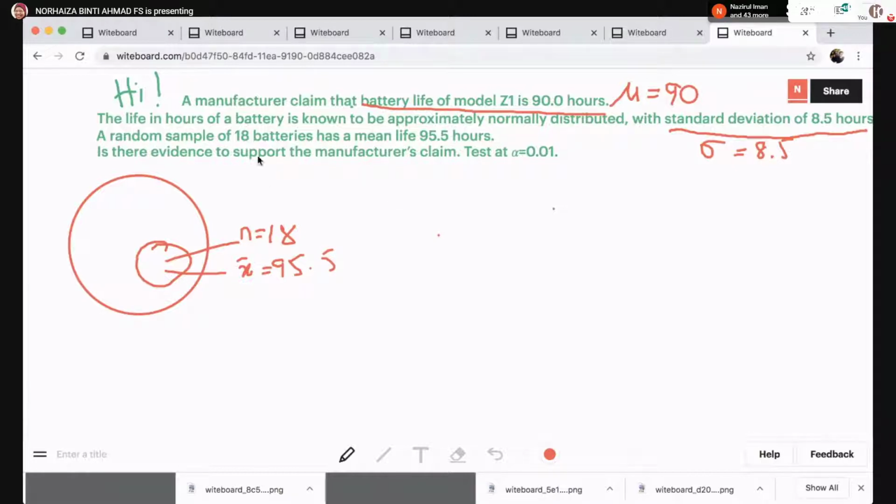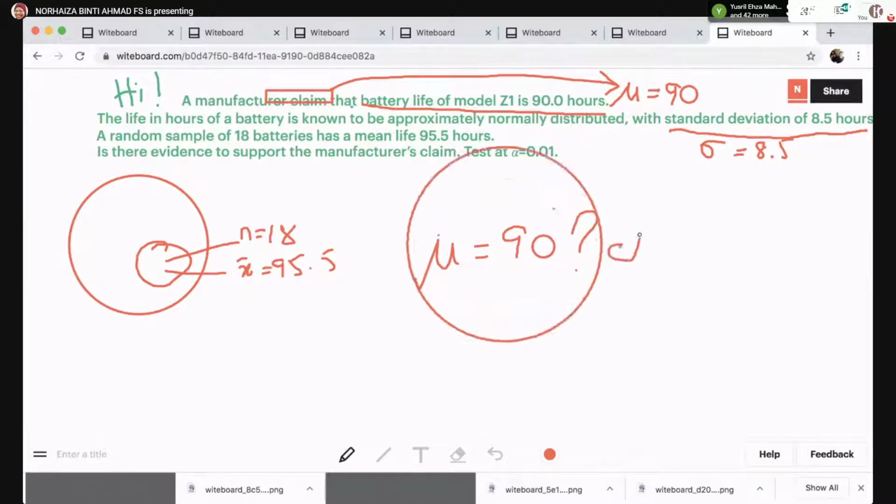So is there evidence to support the manufacturer's claim? So that's the question. What is the manufacturer's claim here? The manufacturer's claim is this. The manufacturer's claim is mu equals 90. So here we want to test whether it is true that mu equals 90. So this is the manufacturer's claim.